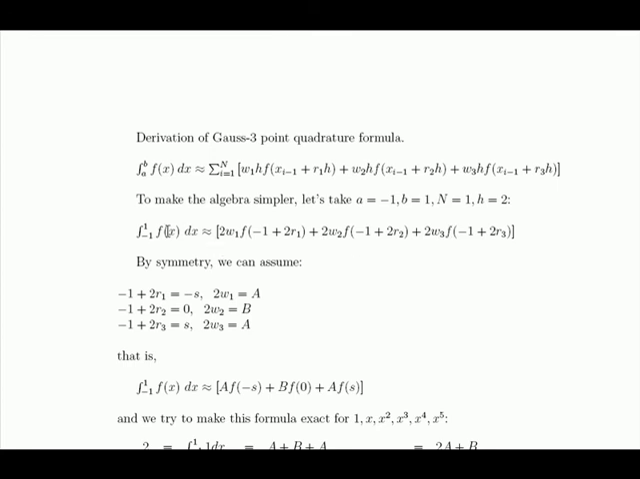And so we're basically trying to derive the Gauss 3-point quadrature formula on the interval -1 to 1, simply because the algebra will be much simpler. And this is, in fact, where all the Gauss quadrature formulas are derived, for the same reasons. So now we want to find weights and sample points which make this exact for as high a degree polynomial as possible.